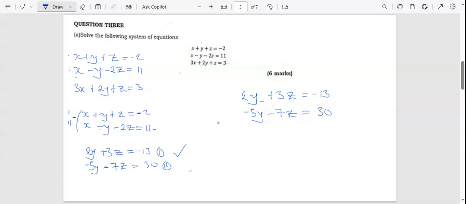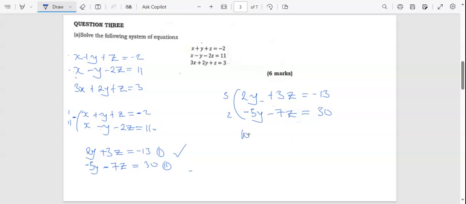For this case, let me use elimination, or I can use substitution. Which one is good? Substitution will take me long, these are big numbers, so let me just use elimination again. I want to cancel something here, so I'll cancel these two. So I'll put 5 here, you just put the coefficient here, and I'll put 2 there, so that they become 10.